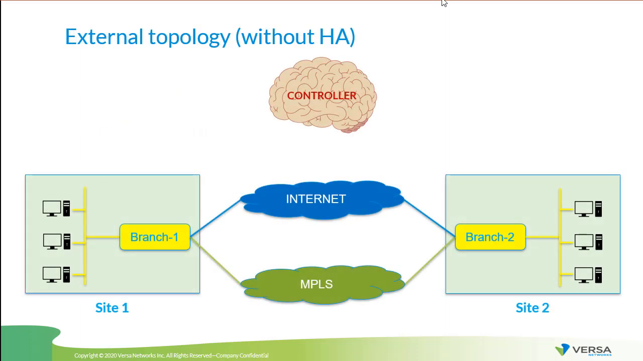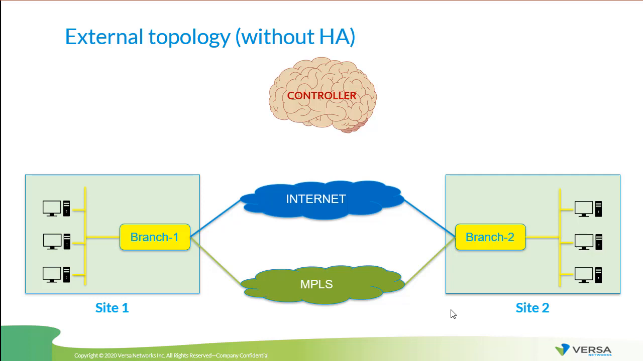So, external topology without high availability. In this example, we're going to have two sites, site 1 and site 2. We have SD-WAN devices, branch 1 and branch 2. We also have clients that are located behind branch 1 and clients that are behind branch 2, which need to communicate to each other. And the two transports that are available for the branches to reach each other are going to be Internet circuit and MPLS circuit.